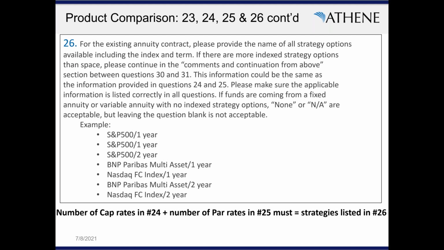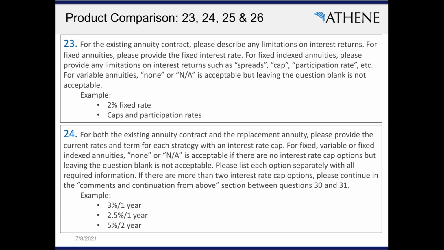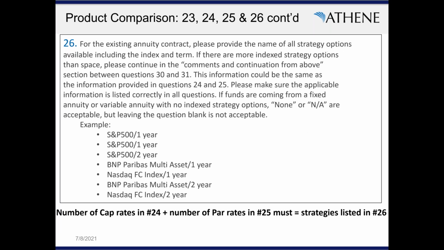Question 26 is the culmination of 24 and 25. For example, on the examples we just talked about, question 24 showed 3 cap options. Question 25 had 4 par options. That means 26 should have 7 options shown.